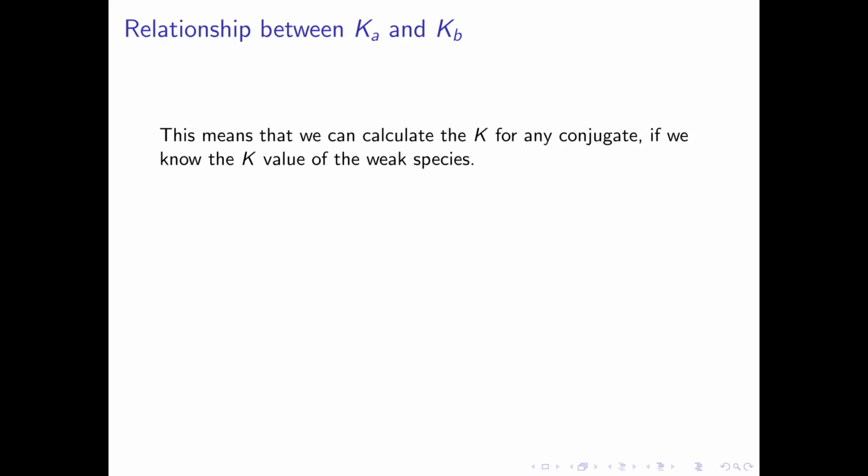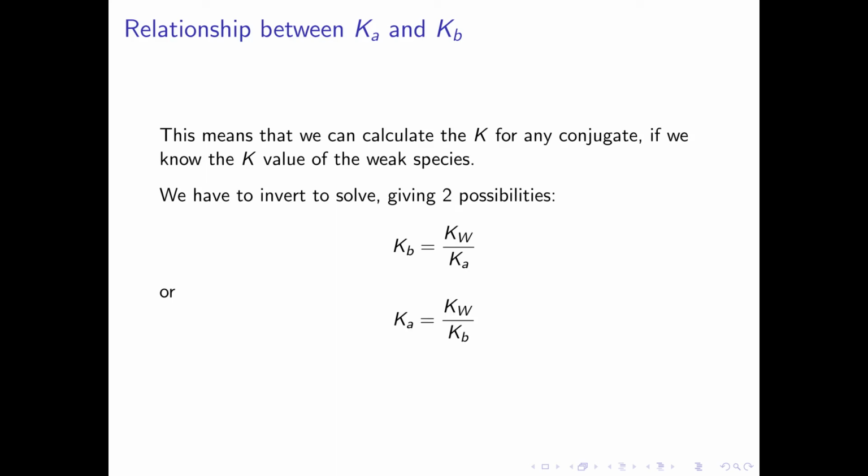The consequence of this is that we can calculate the K for any conjugate if we know the K value for the weak species itself. We have to invert to solve, and this gives two different possibilities. First, we can divide through by Ka, which says that if we know Ka for a weak acid, we can calculate Kb for its conjugate base as Kb is equal to Kw over Ka. In the other case, if we have a weak base, we can calculate Ka for its conjugate acid by inverting and finding that Ka is equal to Kw divided by Kb.